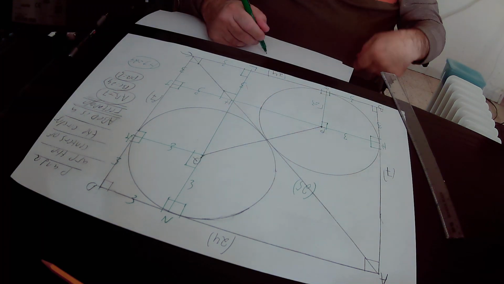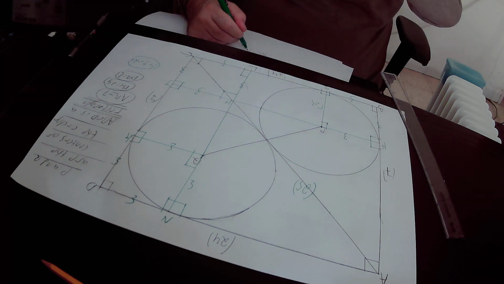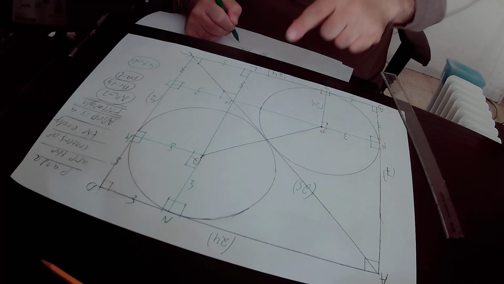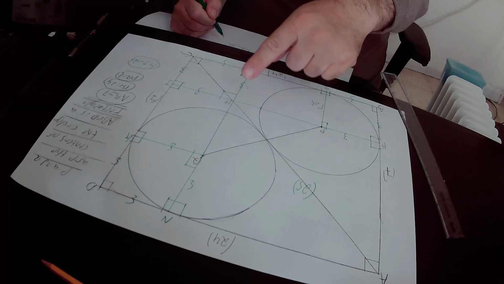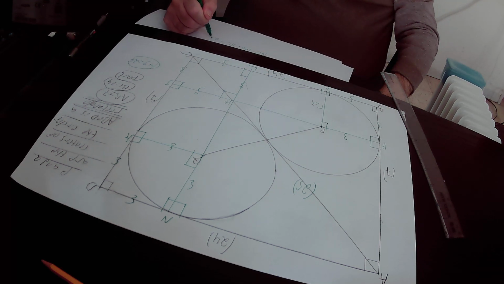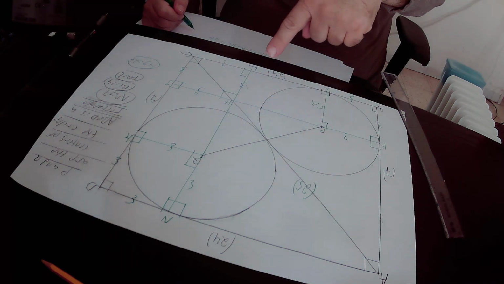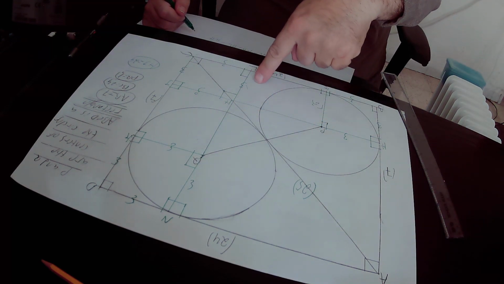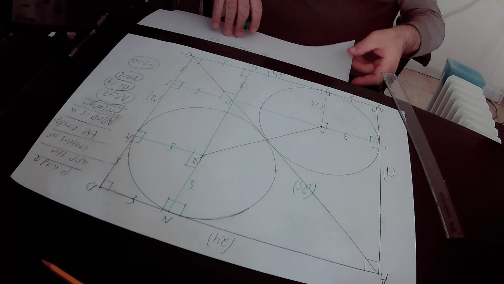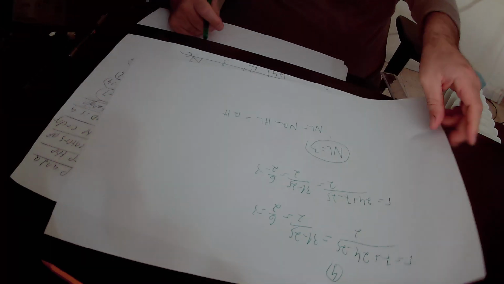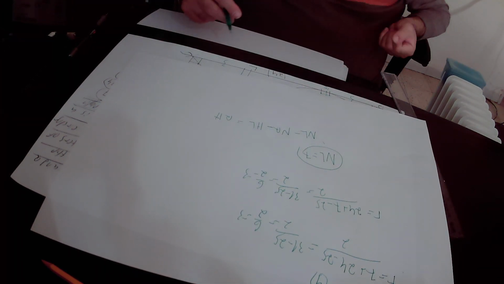NL minus NQ minus HL must be equal to the missing side QH. Repeat again, NL minus NQ minus HL must be equal to QH.